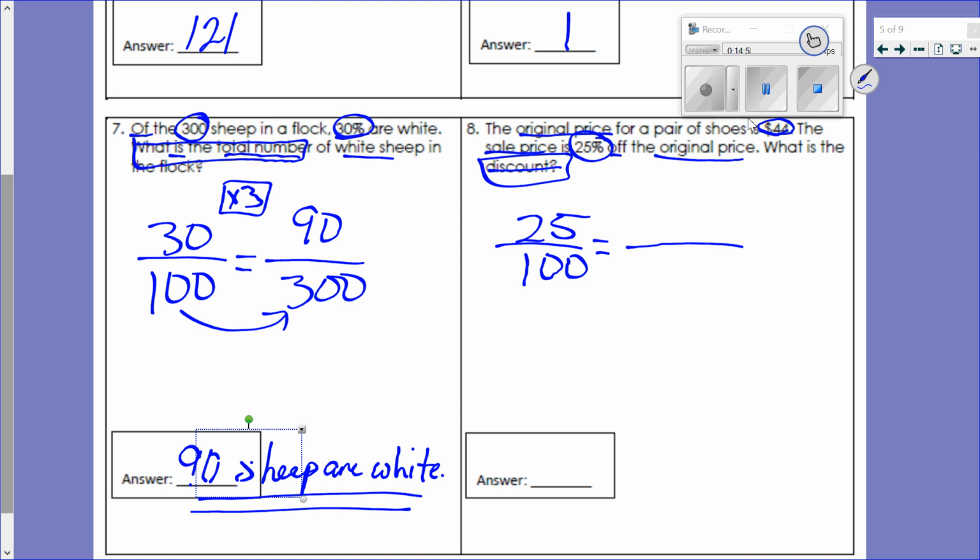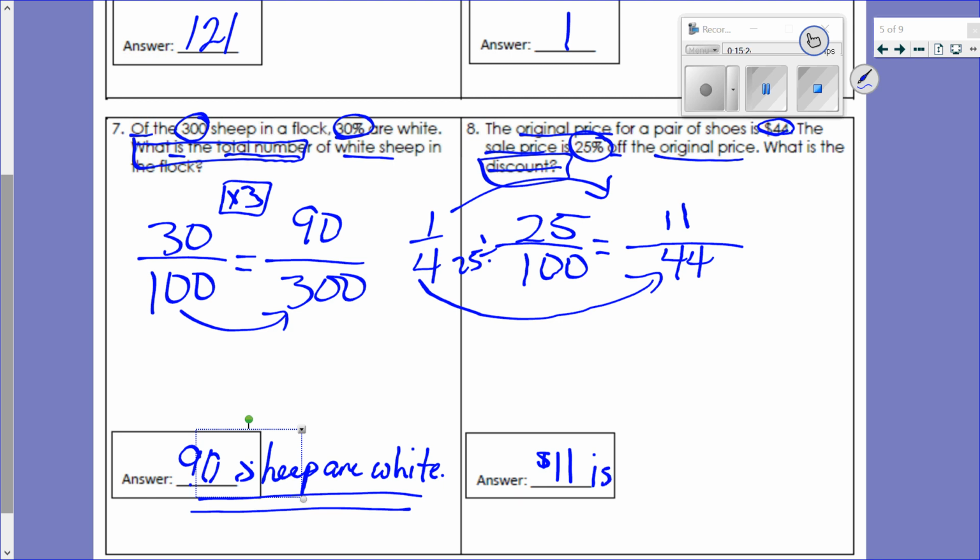The original price is my whole. If it's on sale, it's going to be less than that, right? Yes, sir. If you're buying something on sale and paying more than the original price, you need to work on your shopping skills. Okay? So that's going to go down to 44. But, again, 100 to 44, not real easy. Do I have a simplification I can do? I can divide by 25. Is it easy to go 4 to 44? Yes. 11. So $11 is... Zach. Seriously, stop. $11 is the discount.